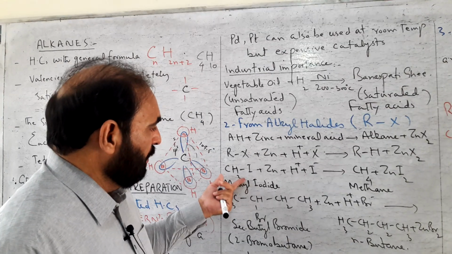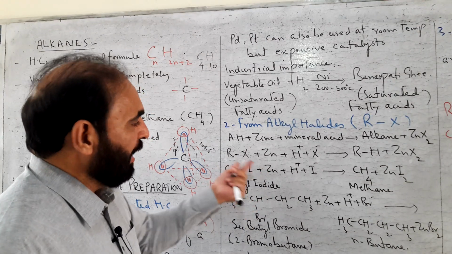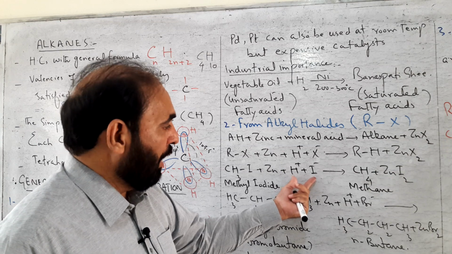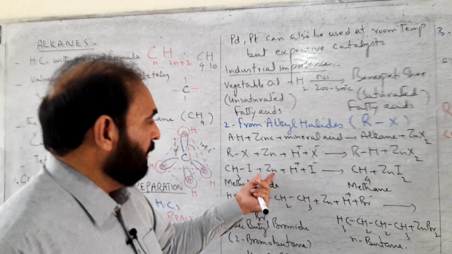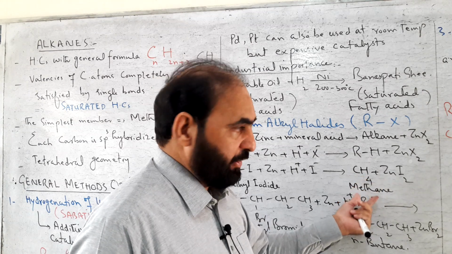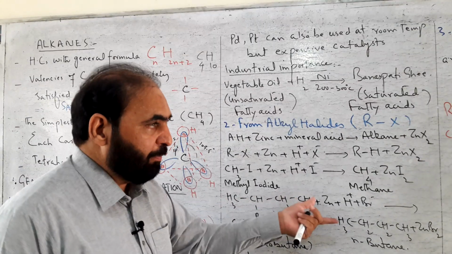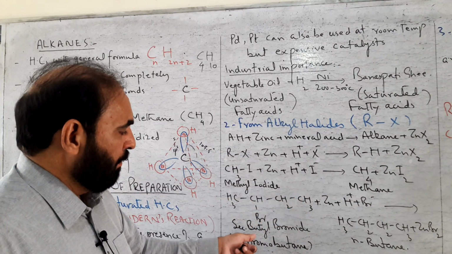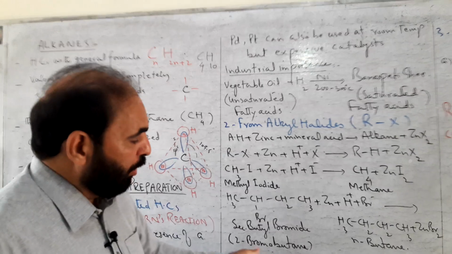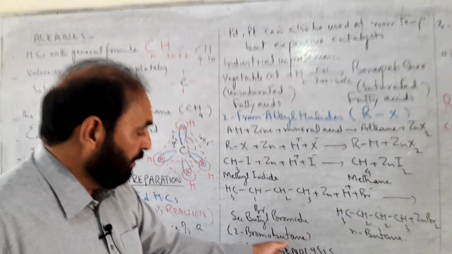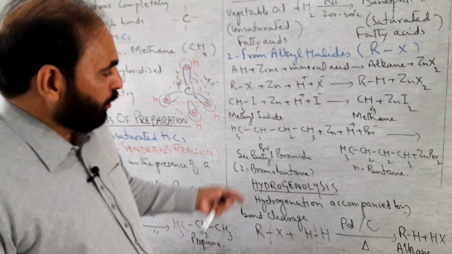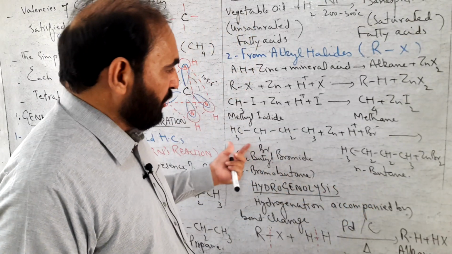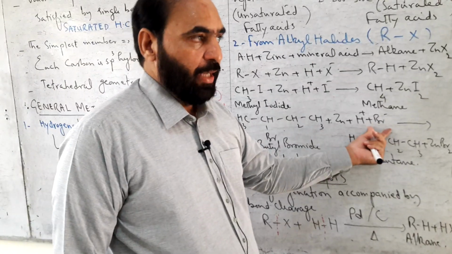For example, CH3I is methyl iodide. In the presence of hydrogen iodide, it gets changed to methane CH4. In the second example, we have secondary butyl bromide, or we can also name it 2-bromobutane by the IUPAC system. So 2-bromobutane is changed to n-butane when it is treated with zinc in the presence of HBr solution.